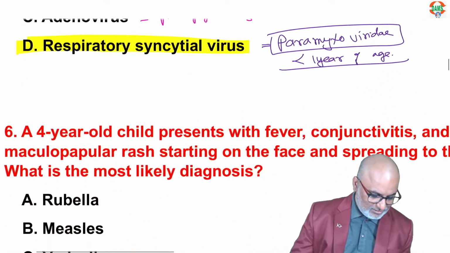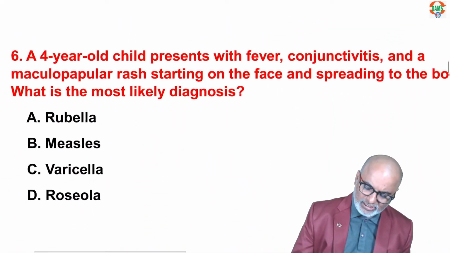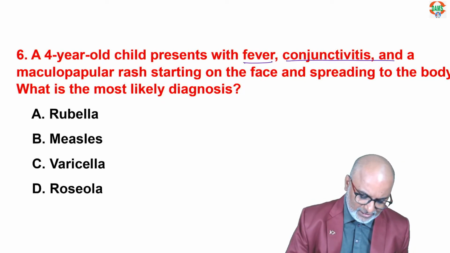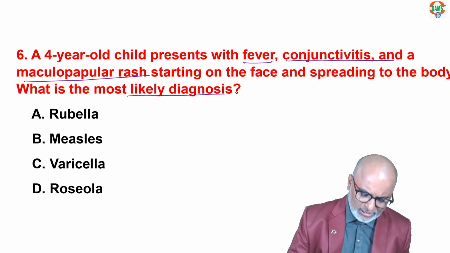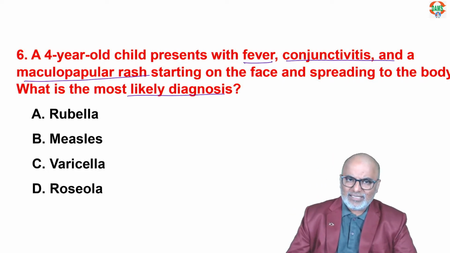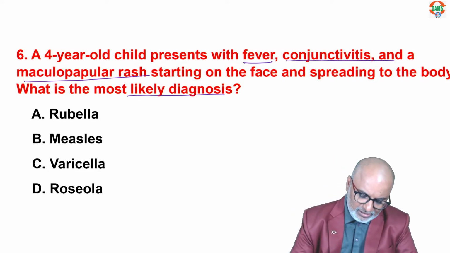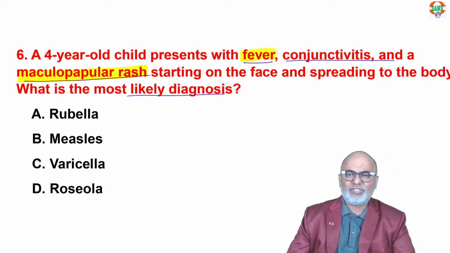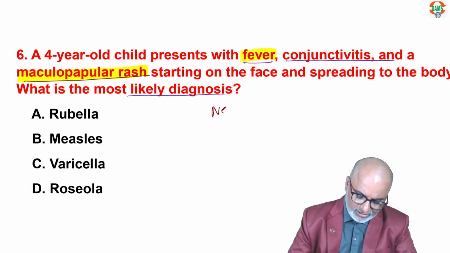Next is a 4-year-old child who presents with fever, conjunctivitis and a maculopapular rash starting on the face and spreading to the body. What is the most likely diagnosis? Very simple. Nowadays the case definition of fever and rash is suggestive of measles. New case definition.